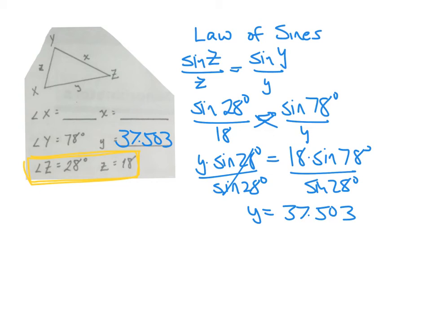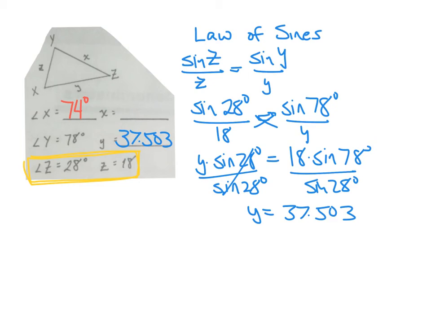Since I have two of the three angles in our triangle, finding the measure of angle x isn't very difficult to do. We just start with 180 degrees, subtract off the 28 and the 78 degrees that we've already used, and we'll be left with 74 degrees. And I have one more side to go.